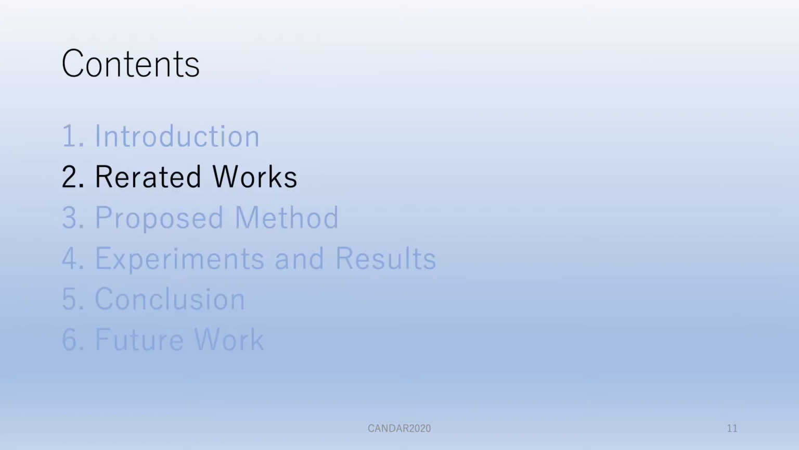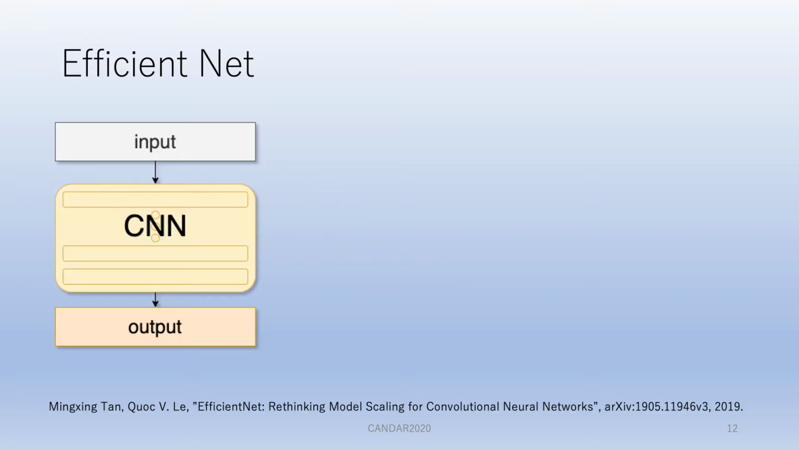Second, I'd like to start by talking about related works. Here, I talk about EfficientNet. In convolutional neural networks, it is a common practice to scale up the size of a model in order to increase its accuracy. However, there are many different ways to scale up, and there are hyperparameters.